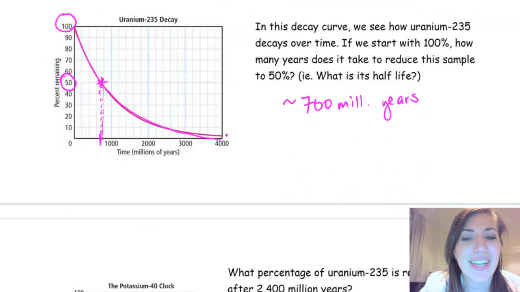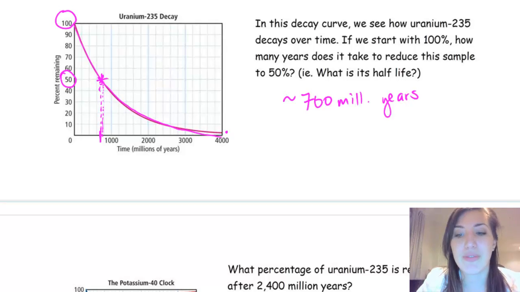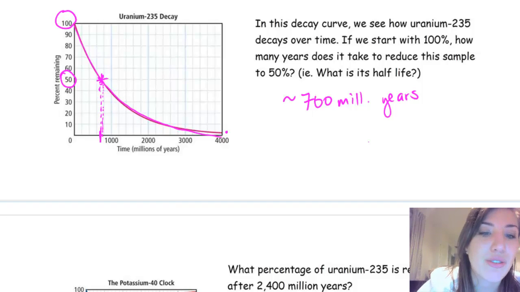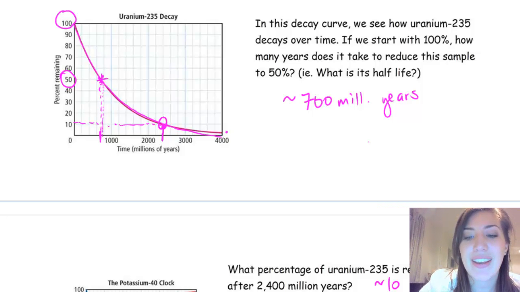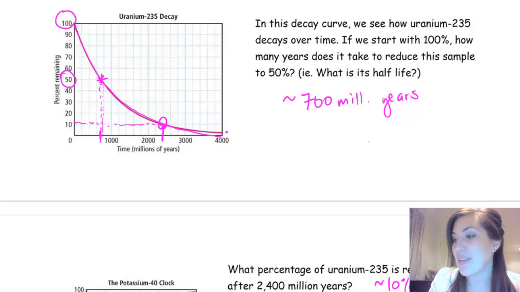Now, sorry that the next question ended up on the other page, but it's right here. The second part of that question was, what percentage of uranium-235 is remaining after 2,400 million years? So if we have 2,400 right here, so if we follow up to the circle and then we dot, dot, dot, dot, dot all the way to the left, we see that there is about 10% remaining still after 2,400 million years.